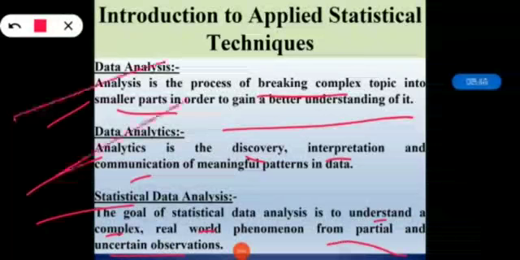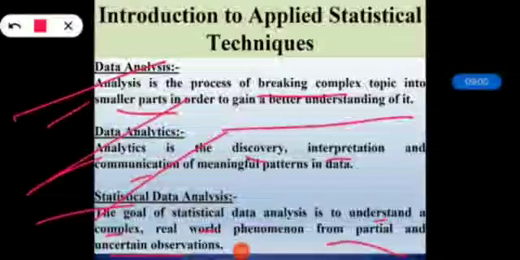and statistical data analysis. So the different types of data, or the different types of statistical data, we will see in our next section. That is the main part that we will see in the next section.